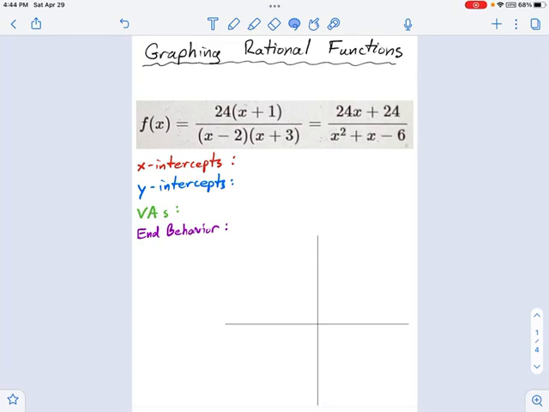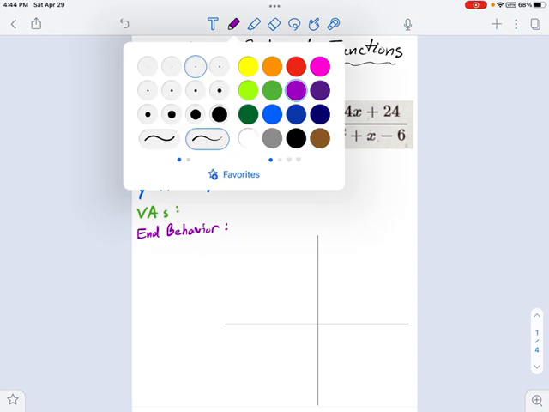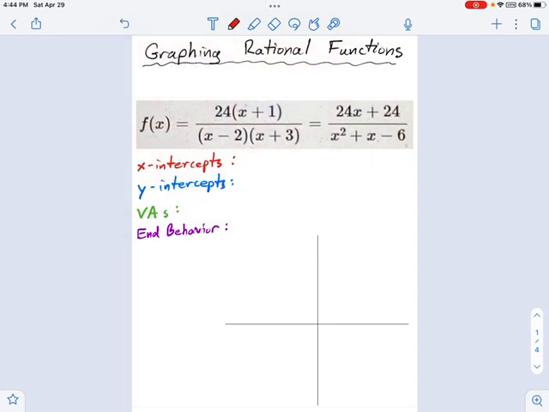This time we're drawing a rational function, which is a little more complicated. You notice there's factors on top compared to the last video. So I'm going to start with the factors on top. Those are where my x-intercepts come from. These guys right here. Now the 24 is not important. I don't care about that at all.